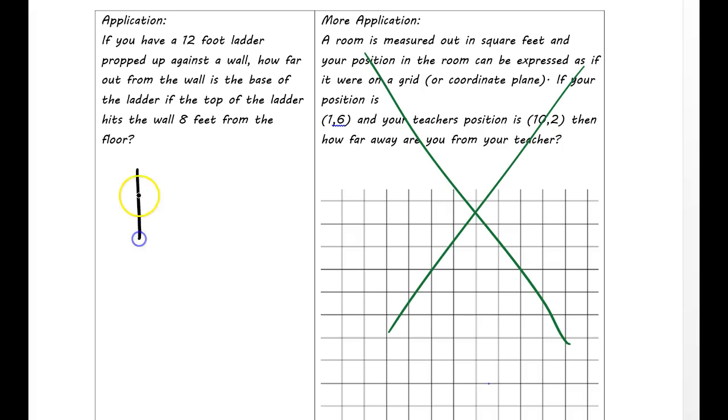So I've got a wall, so we'll call this the wall. Okay, and there's a ladder stacked against it. So go ahead and draw yourself a nice little ladder stacked up against it.